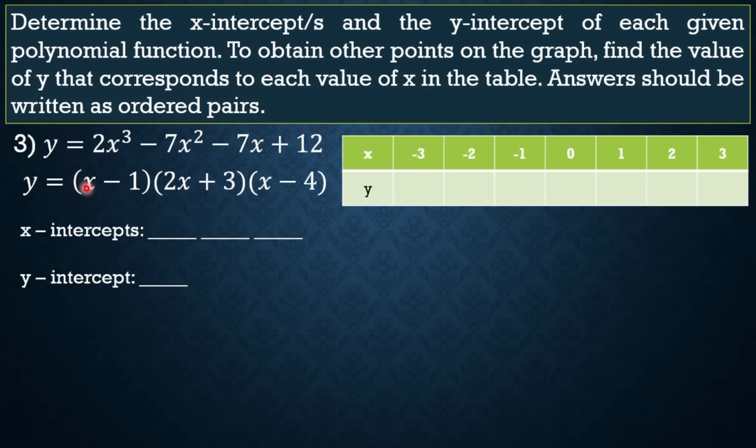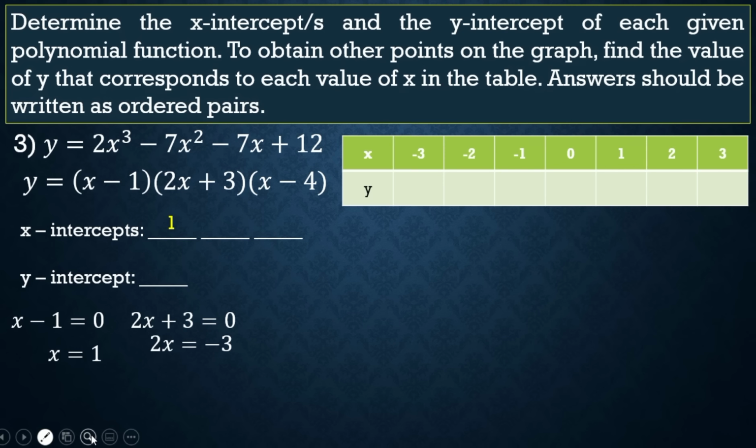So, to solve for x-intercept, kunin na natin ang bawat factor, then equate kay 0. So, x minus 1 equal to 0, x is equal to positive 1. Then, nung pangalawa, 2x plus 3 equal to 0. So, lipat natin si positive 3 sa kabilang side, kaya 2x is equal to negative 3. Divide both sides by 2, so the answer is negative 3 over 2. And the other one is x minus 4 equal to 0, so x is equal to 4.